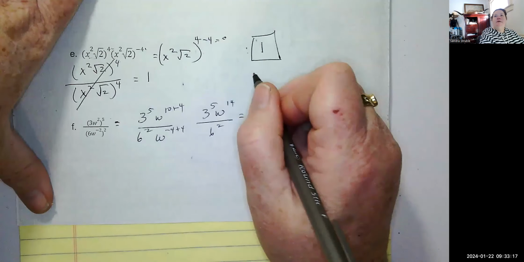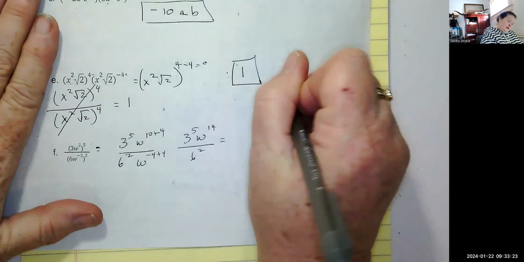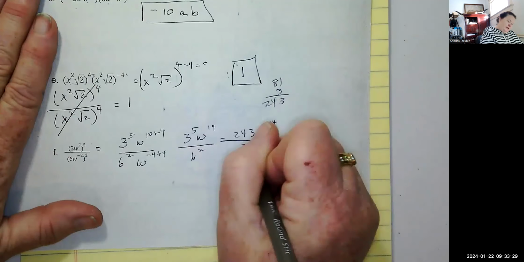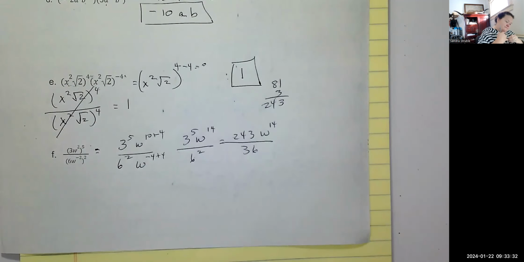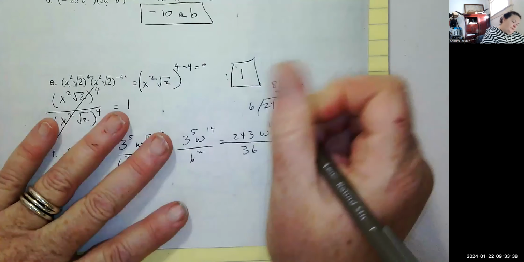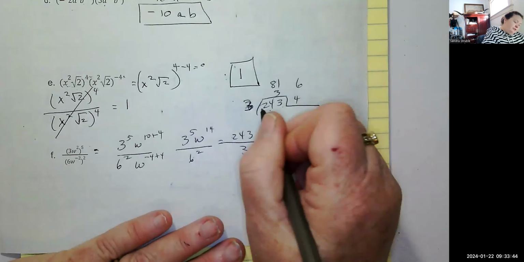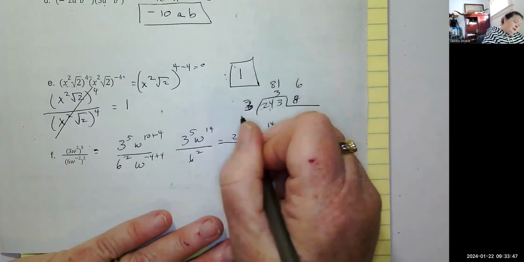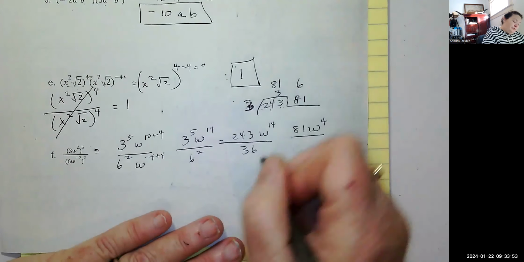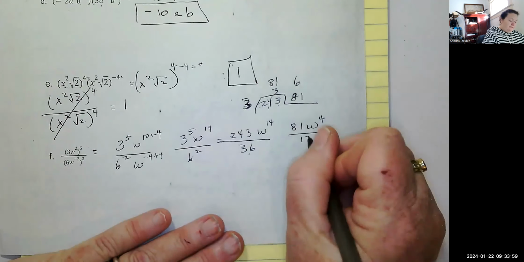So what does that look like? Calculation wise, 3 times 3 is 9, so we've got 81 times 3. So 243, w to the 14th over 36. This does reduce. Does it reduce by 6? 6 into 243 would be 4. Nope, but it will reduce by 3. 3 goes into 24 8 times, and 3 goes into 3 once. So this becomes 81 w to the 14th over, and then 3 goes into 36, 12.